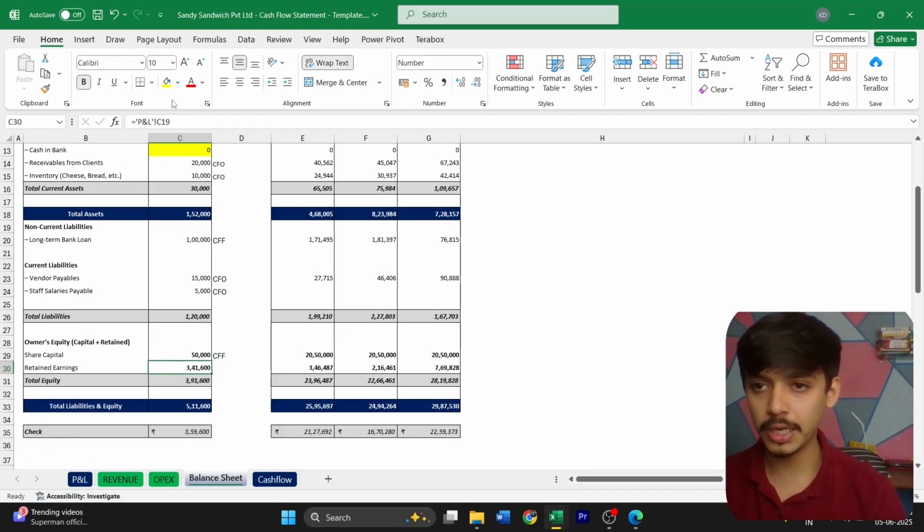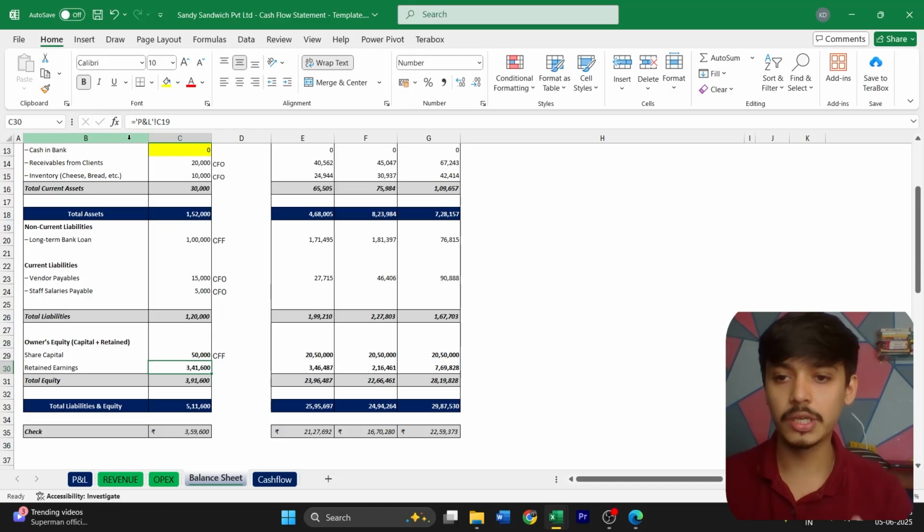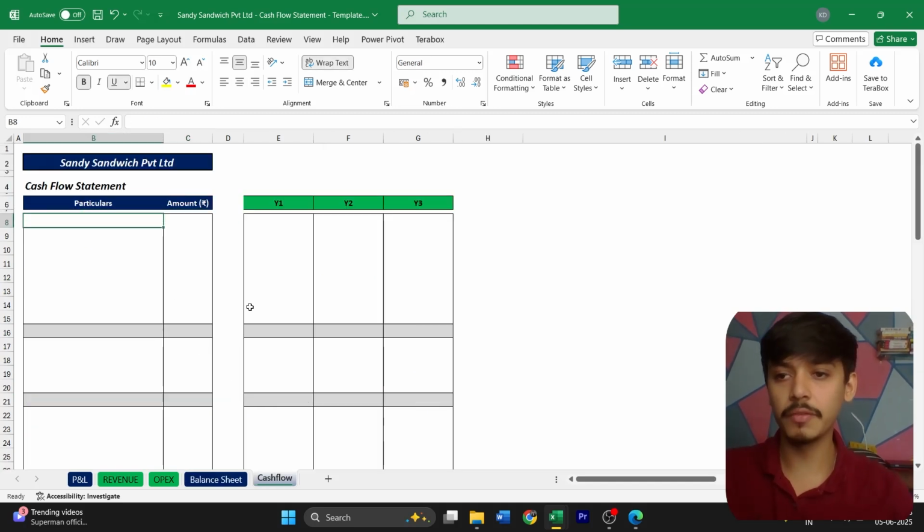If you can see, the retained earnings is the same as the P&L. We can see P&L C19, which is the net profit for us. If we add that to CFO once again, then there will be a double entry and the balances will be misaligned. Now we will start plugging in each and every line item into the cash flow statement based on three elements, that is CFO, CFF and CFI. This is the template that we are using.